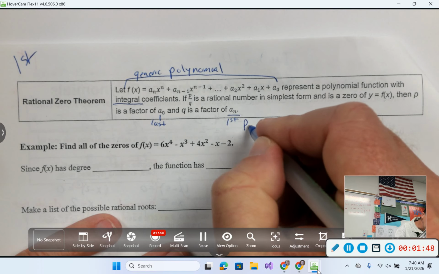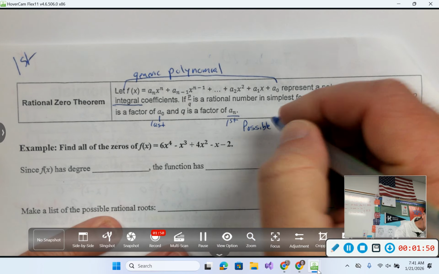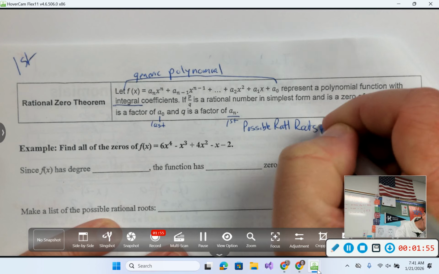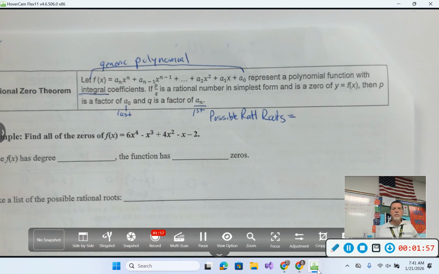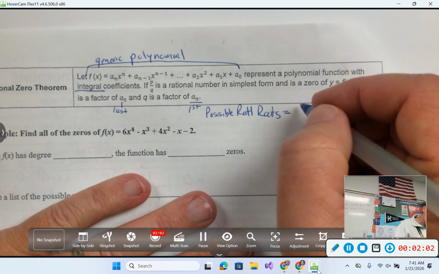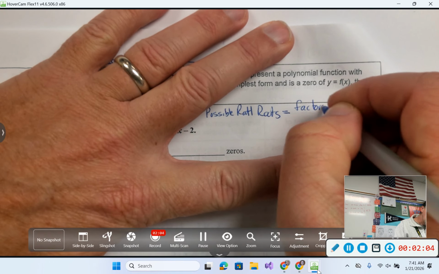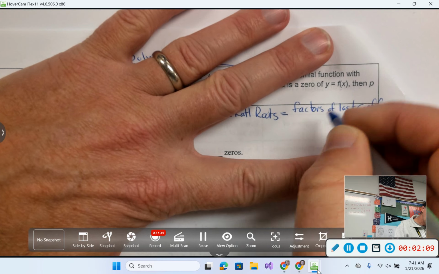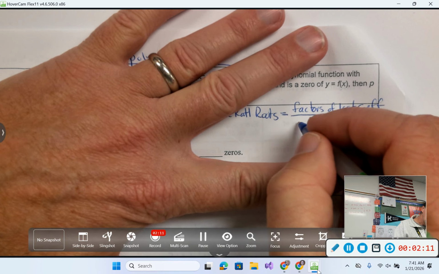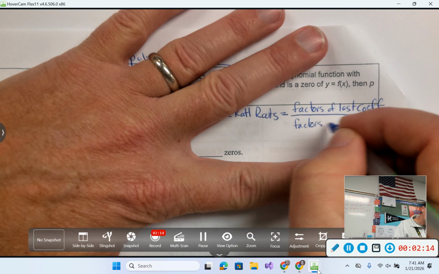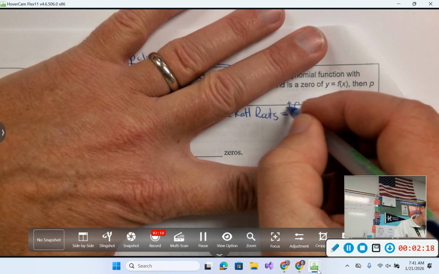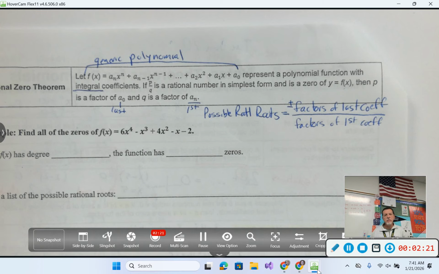Let me write it out easier. Possible rational roots are factors of the last coefficient over factors of the first coefficient, with a plus or minus on there. Could be either one.